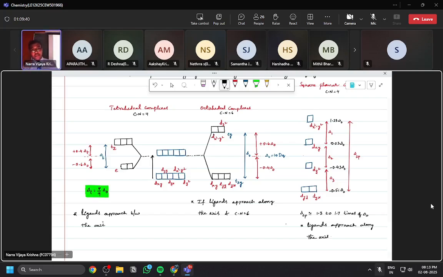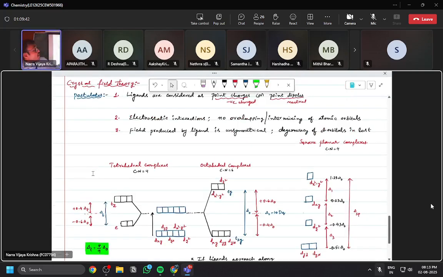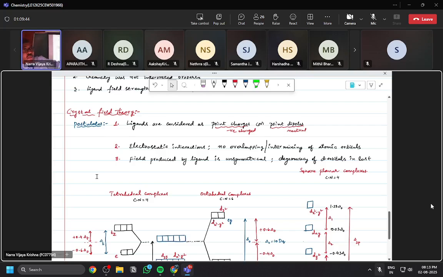Done, sir? Now, this is point number 3. Point number 1, point number 2, point number 3. What is point number 3? The field produced by ligands is not symmetrical. If it is not symmetrical, all d orbitals will not be degenerate. Their degeneracy is lost.